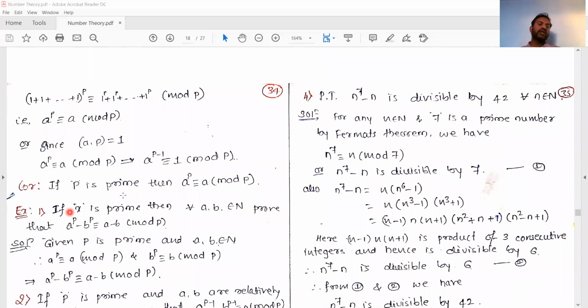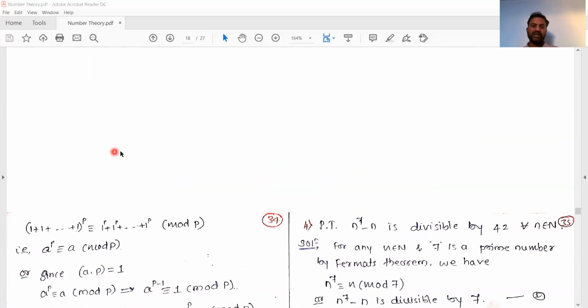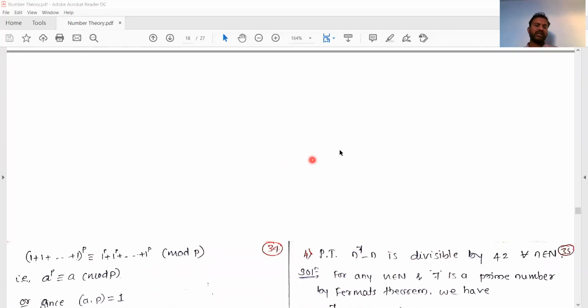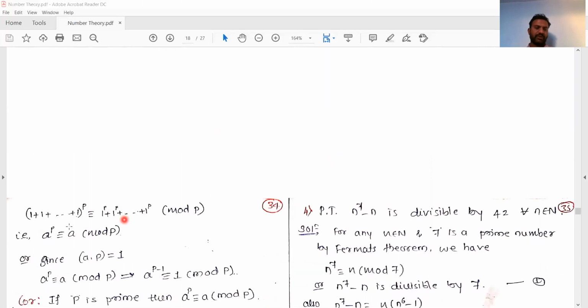Next corollary: if p is any prime, then a raised to p is congruent to a mod p. For this Fermat's theorem we will see one numeric example. Suppose I take a prime number, 7 is a prime number, then you may choose a as any number. For example, I may take 4. Now 7 is a prime number, and a we have taken as 4.